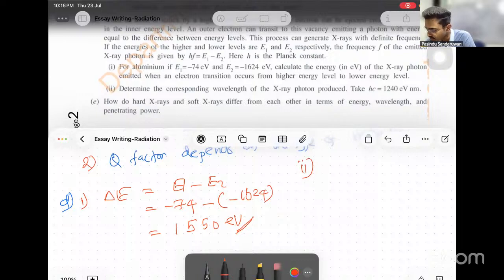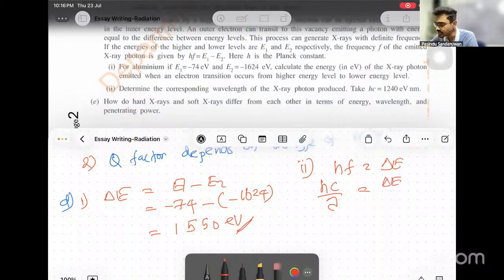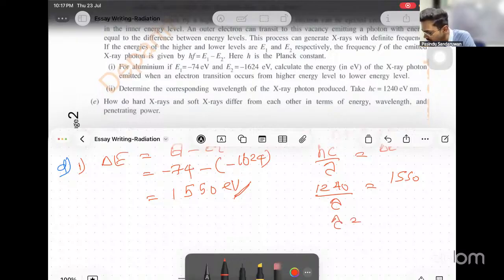The equation was given as hf equals E1 minus E2, which is delta E now. So hf is written as hc over lambda, and that is delta E. Delta E is known and hc is given. I'm going to plug that value in without converting, then we'll get lambda in nanometers. Then hc is 1240 over lambda equals 1550. So lambda is given by 1240 over 1550.